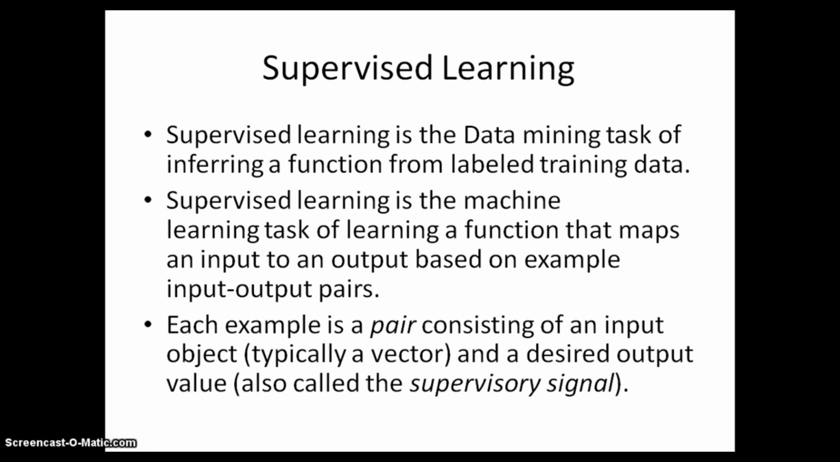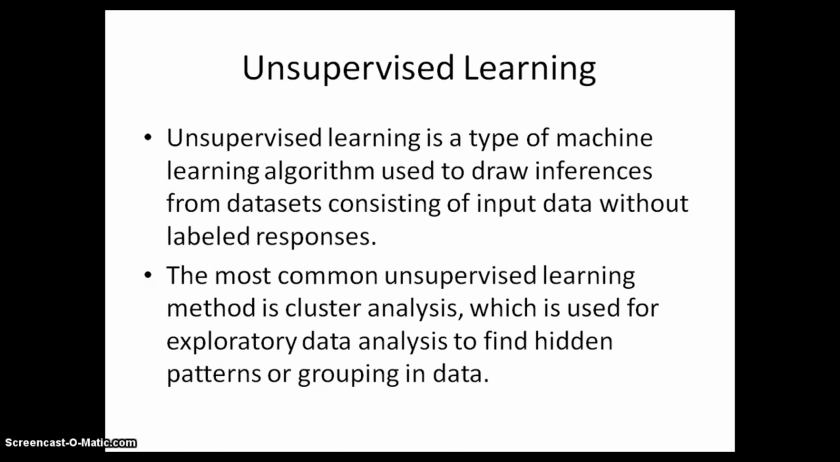So supervised learning is a machine learning task of learning a function that maps an input to an output based on example input-output pairs. Each example is a pair consisting of an input object and a desired output value. So whether the rain will be coming today or not will be based on the prediction from temperature, today's weather, today's pressure. Based on all these things it will produce the desired output.